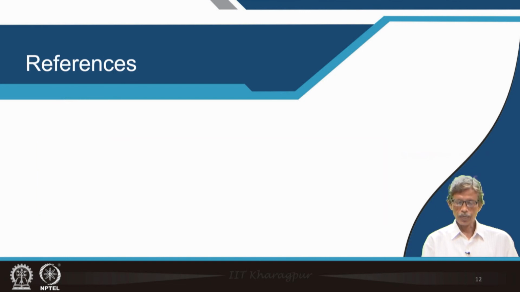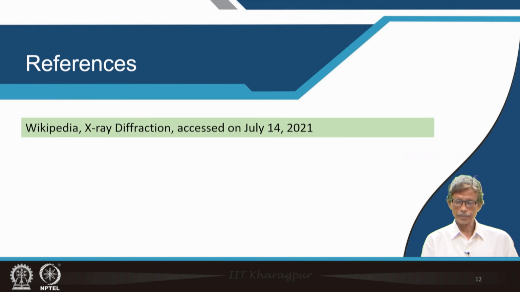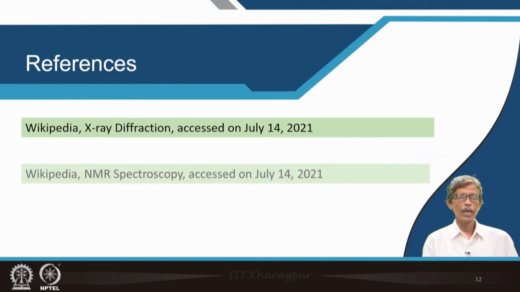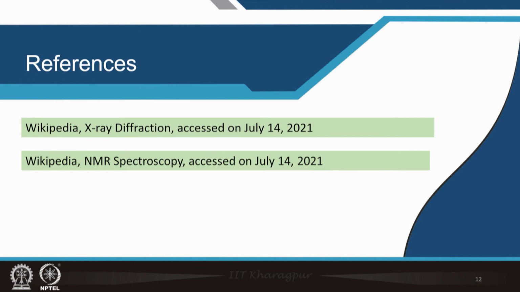Those we can find again through the references, like the X-ray diffraction page from Wikipedia and the NMR spectroscopy page also from Wikipedia. So, these are the very basic things you should follow first, then the book.